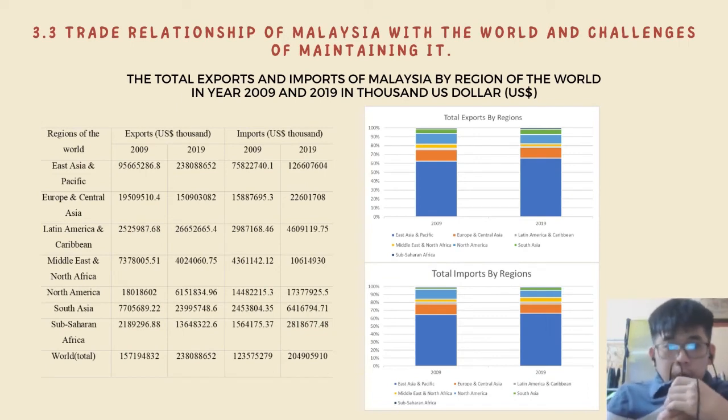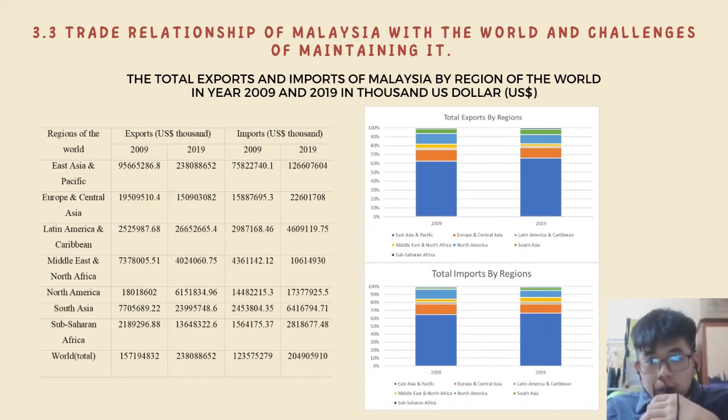In this slide, I'm going to present on total export and imports of Malaysia by region of the world in year 2009 and 2019 in $1,000. From the table and graph, Malaysia has the most export and imports with East Asia and Pacific region in both 2009 and 2019. The second largest exports and imports of Malaysia was done with the Europe and Central Asia region in both years.